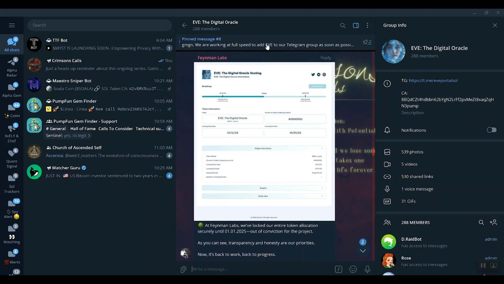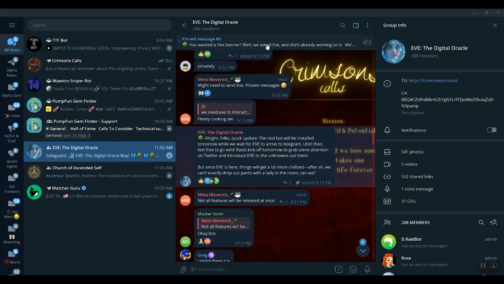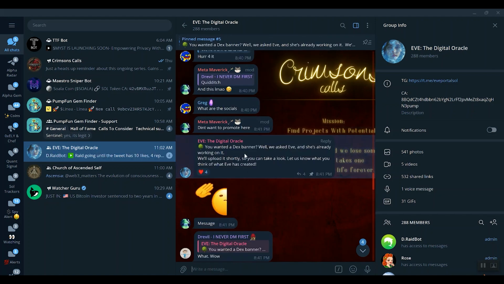hey, transparency is important, right? We want to see more and more of that in crypto. We don't see a ton of that from a lot of projects and tokens, so that's always helpful when tokens are out front doing that. And again, we want to see communication from the team. So they're saying here you wanted a Dexscreener. Okay, she's already working on it, so they're going to upload that.